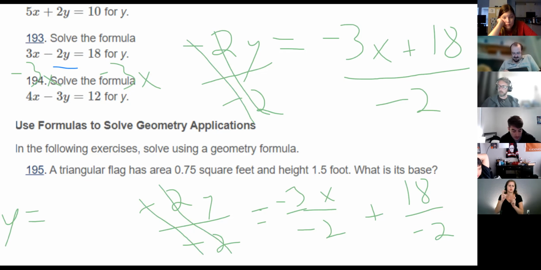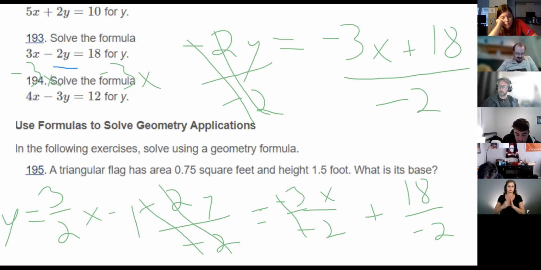I ended up getting positive 3/2 x. These are negative and negative, so it should make it positive 3/2 with an x. Then -9. And this 18 is divided by -2, so that's -9. 18 divided by 2.